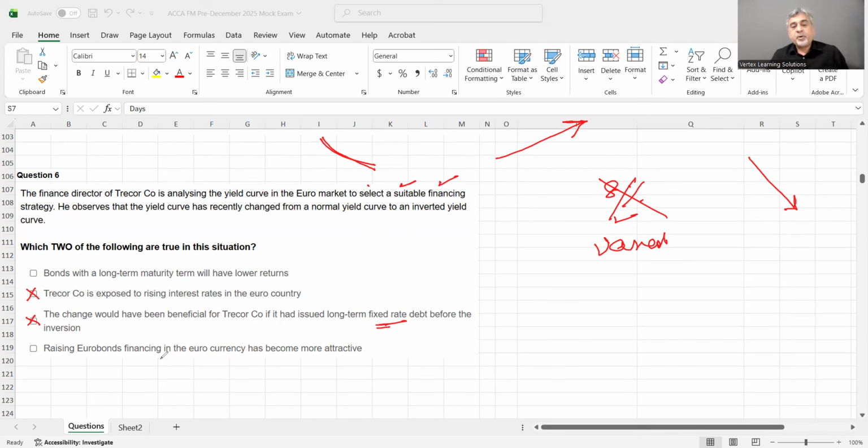Raising Eurobond financing in the euro currency has become more attractive. Yeah, that is also true. Why has it become attractive? Because I will raise financing and do it at the variable rate, and the variable rate is going to go down. So I will get benefit because I'm borrowing money. I have to pay interest, and decreasing interest rates are good for me. So 1 and 4.